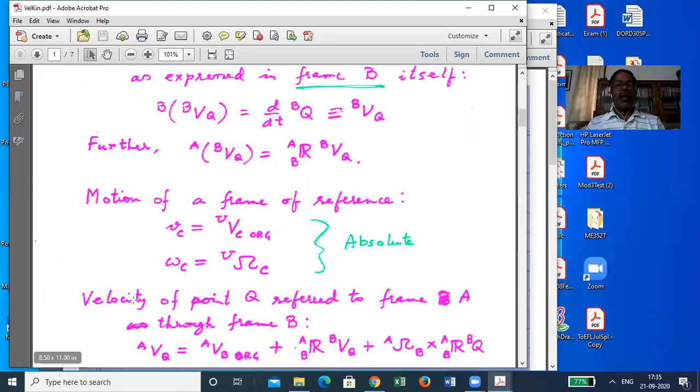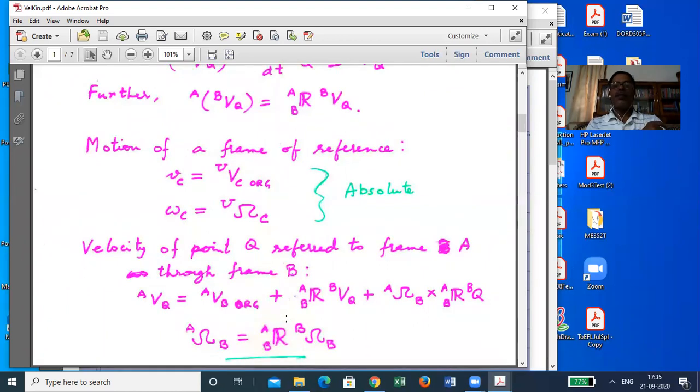Then how do you get the velocity of point Q referred to frame A through frame B? Point Q has a description in frame B, and frame B's origin itself may be moving with respect to the frame A origin. Not only that, frame B might be rotating relative to frame A. So this velocity has three components. First is the standard relative velocity formula: velocity of the origin of the frame, and then origin to point Q. That actually has two components. One is this standard omega cross R, and the other is this.